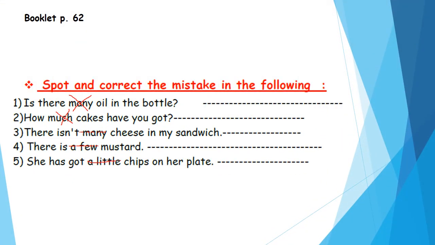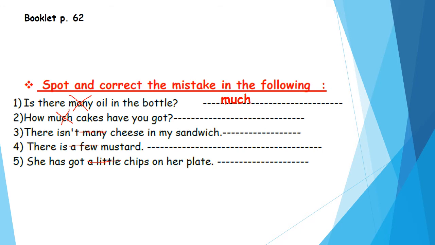Okay, booklet page 62. Spot and correct the mistake in the following sentences. Okay, number 1. Is there many oil in the bottle? Here the noun oil is countable or uncountable? Yes, it is uncountable. Can we use many with uncountable nouns? No, we can't. So we'll cross many and use what? Much. Super.